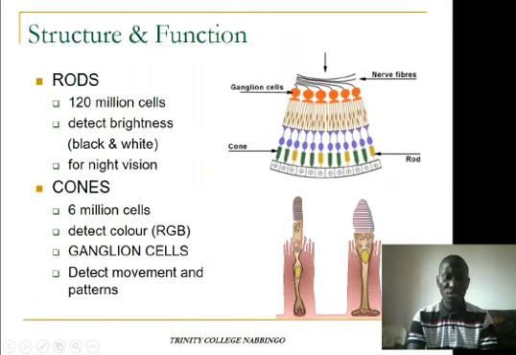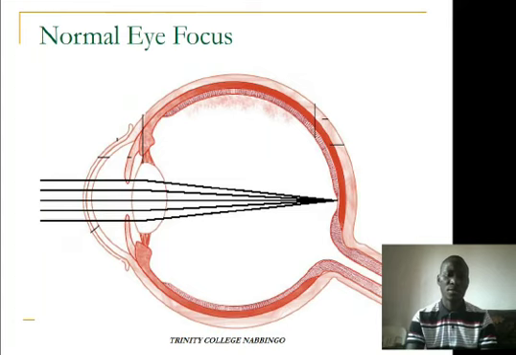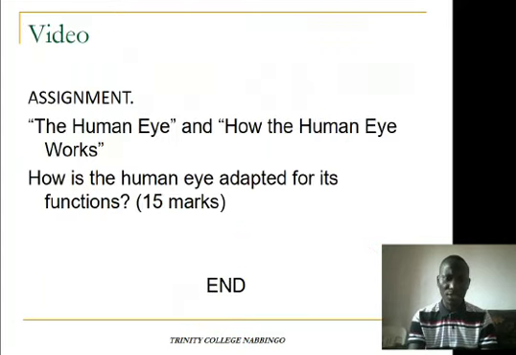Then you have photosensitive cells: the rods, responsible for night vision, and the cones, responsible for detecting color, the red, green and blue, those primary colors. Then there will be an assignment on the human eye and how it functions.